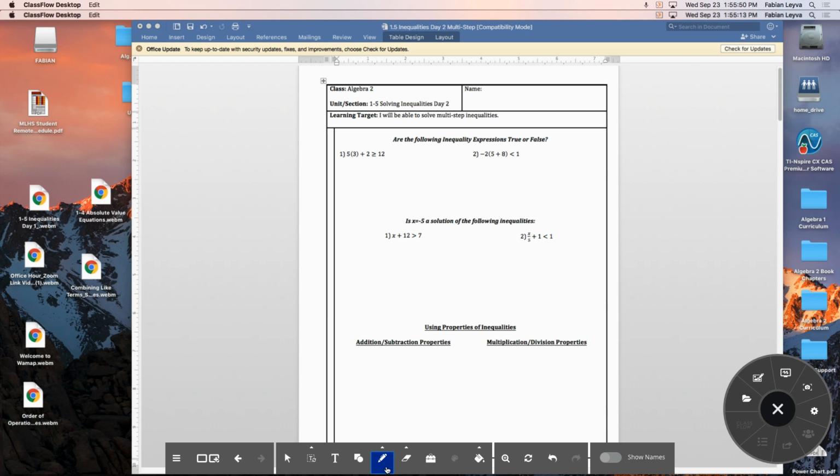All right, so today we're going to cover 1.5, Solving Inequalities Day 2. Hopefully by the end of today you'll be able to solve multi-step inequalities. Before that, let's do a little bit of review about what inequalities are and how to tell if inequalities are true.